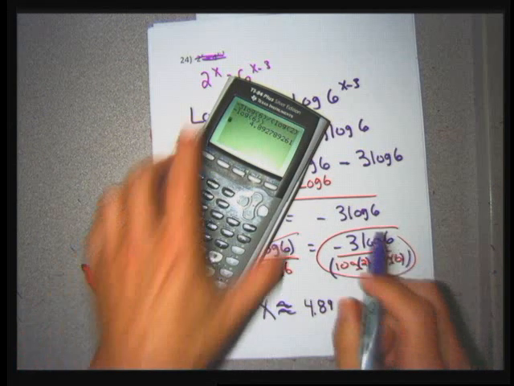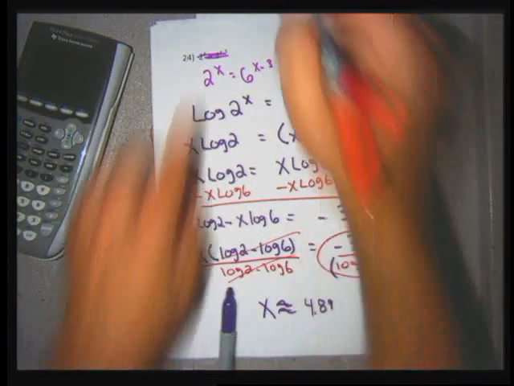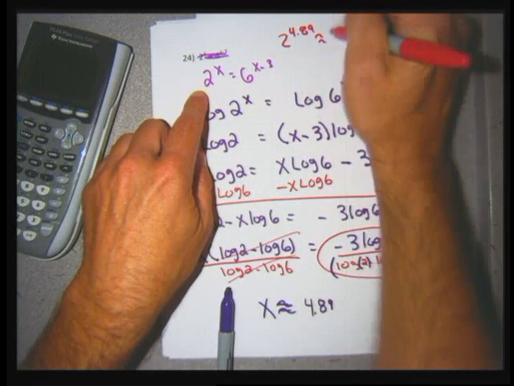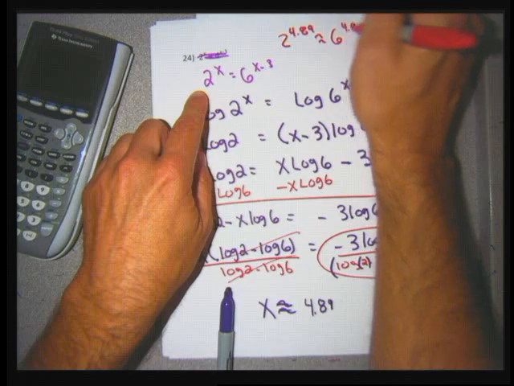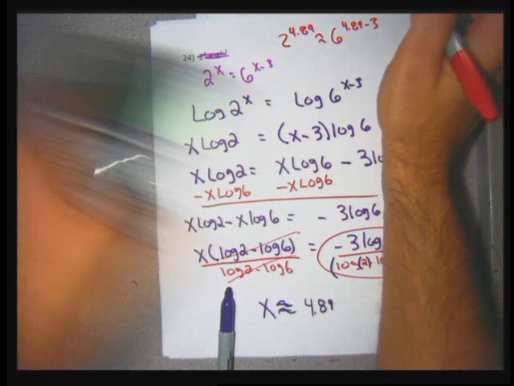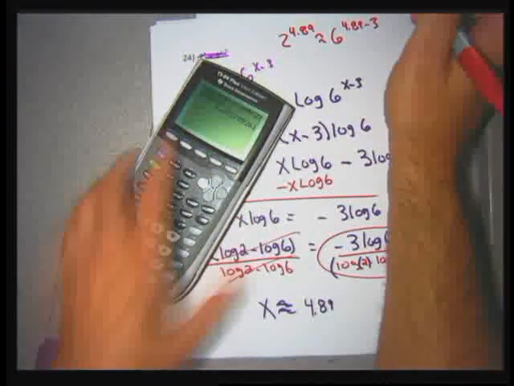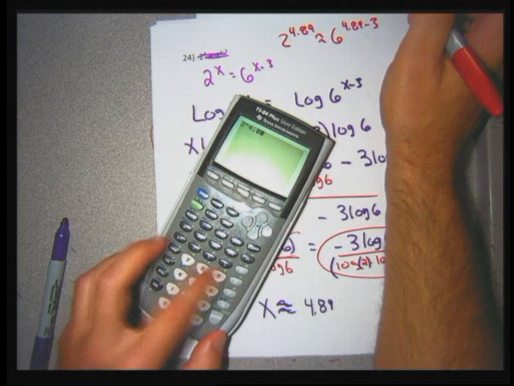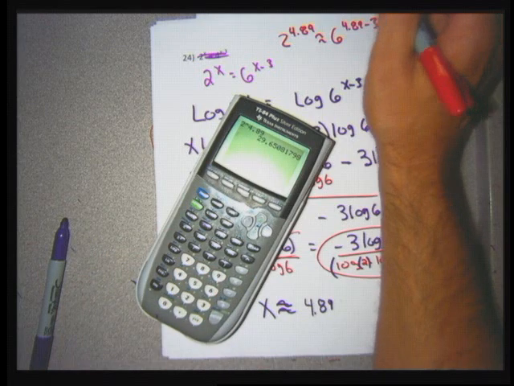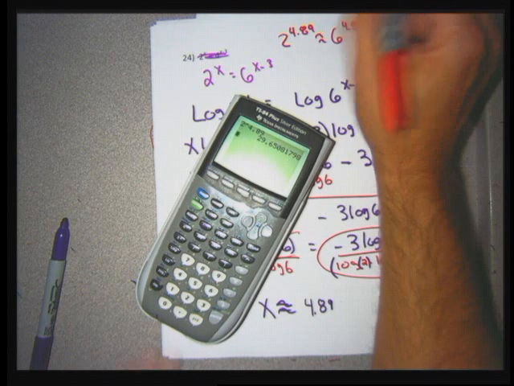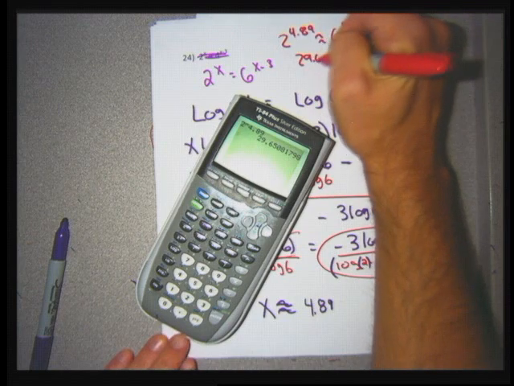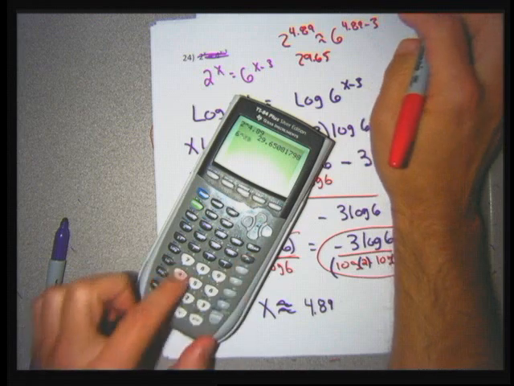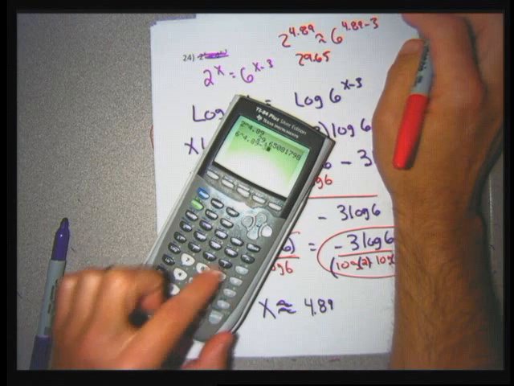I'm going to check this to see if 2 to the 4.89 power is about 6 to the 4.89 power minus 3. Pull out this calculator. Hopefully you can still see this. So I go 2 up arrow 4.89, and that gives me 29.65 rounded. And then I'll do this other side. 6 up arrow 4.89 minus 3.